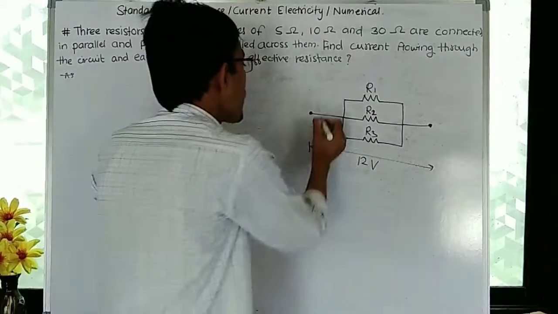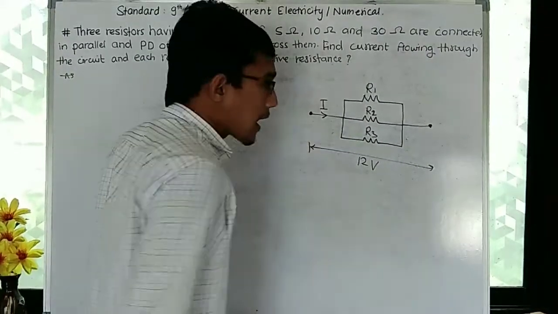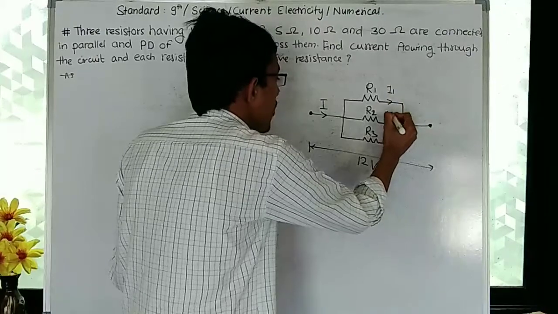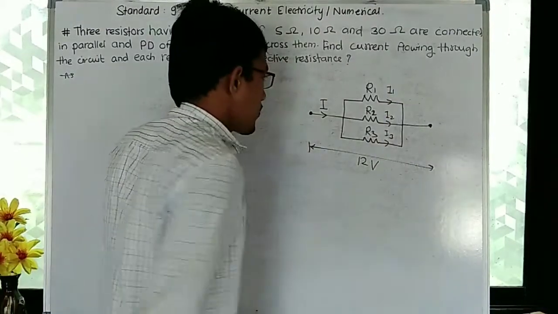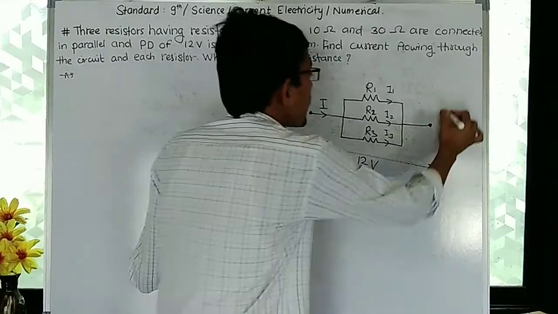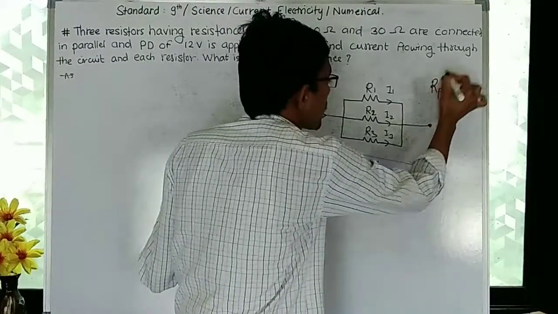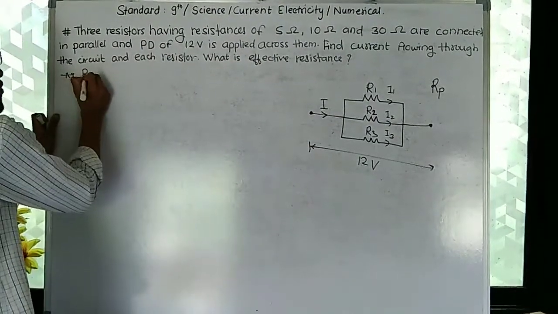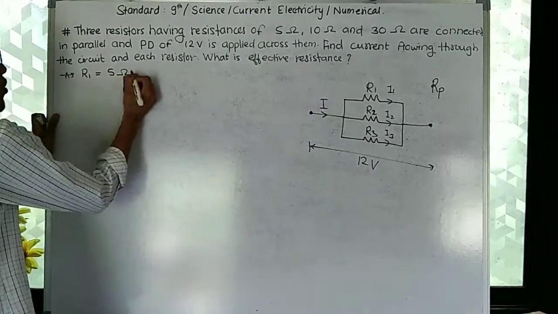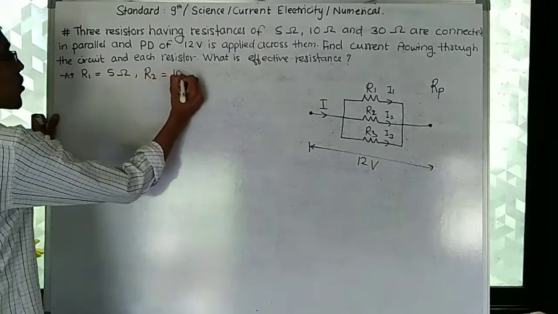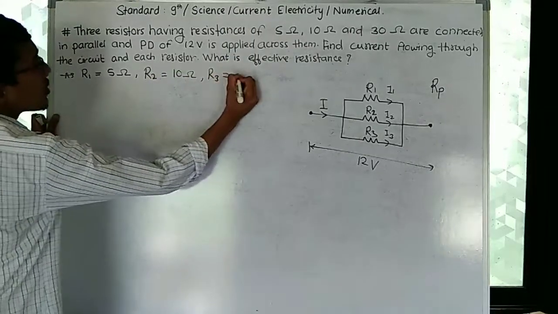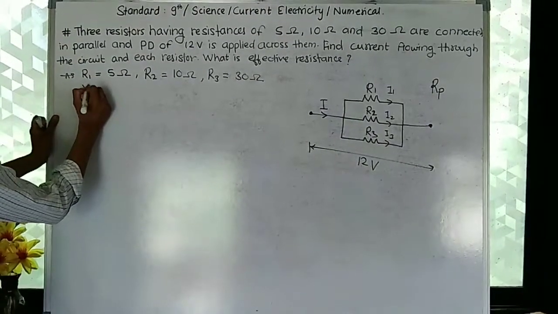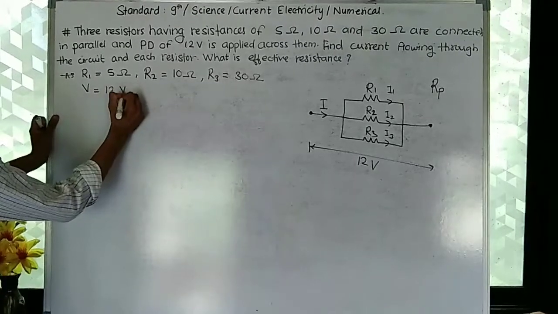What we have to find? We have to find the total current I, and we have to find the current flowing through R1, R2 and R3. Also we have to find the effective resistance, that is Rp. So first of all we will write down the given. R1 is 5 ohm, R2 is 10 ohm and R3 is 30 ohm. Now the potential difference, that is V, is given as 12 volt.